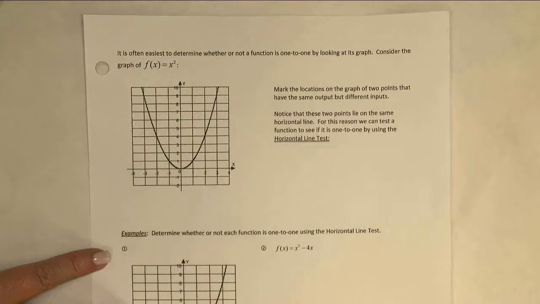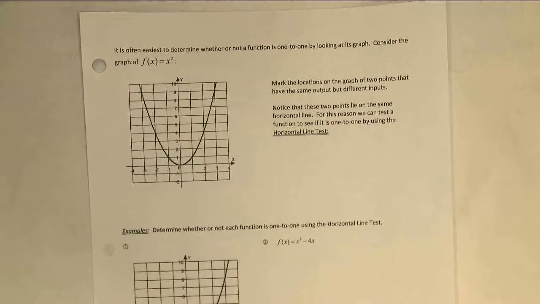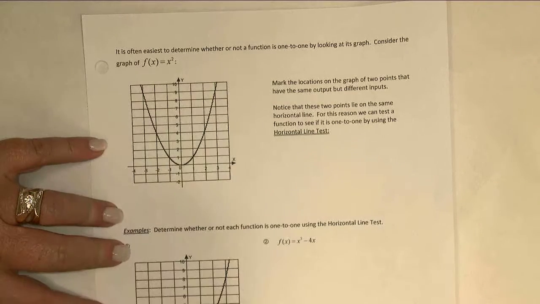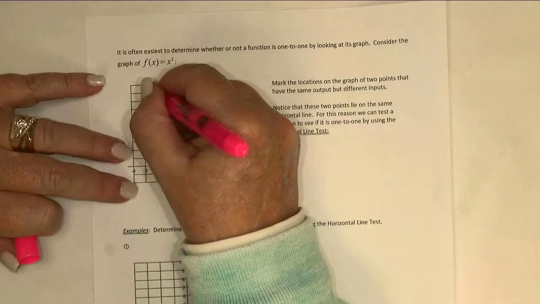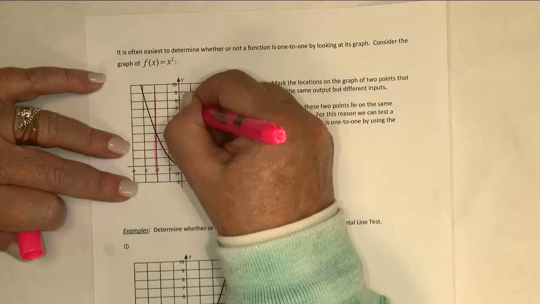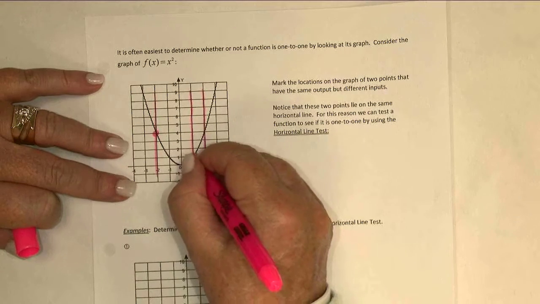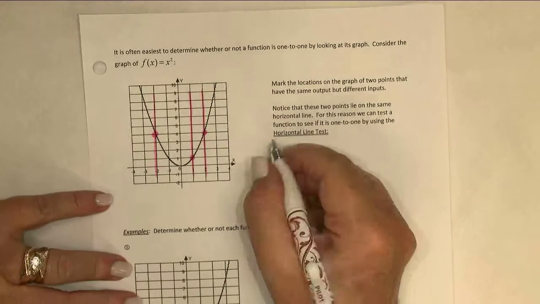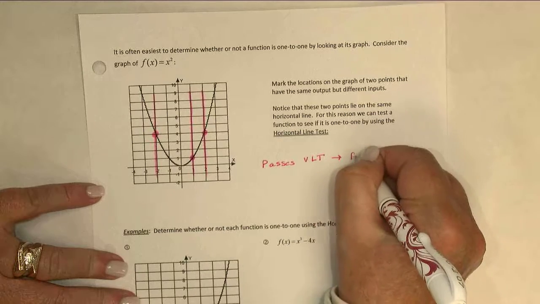Here's a graph of the function y equals x squared, or f of x equals x squared. And often it's easiest to decide whether a function is one-to-one simply by looking at its graph. If I look at this graph, I can certainly see that it passes the vertical line test, right? Any vertical line will pass through the graph in only one point. So the fact that it passes the vertical line test tells me this is a function.